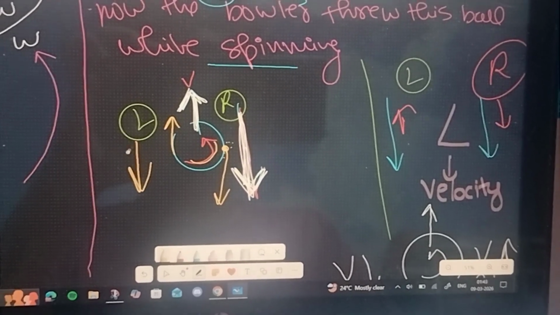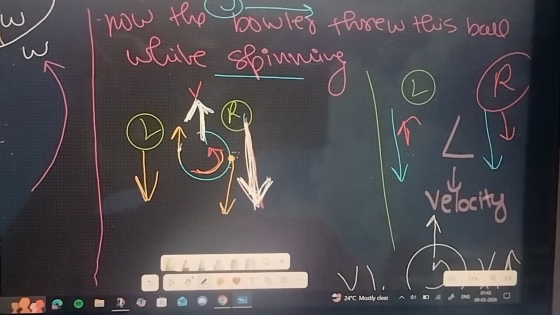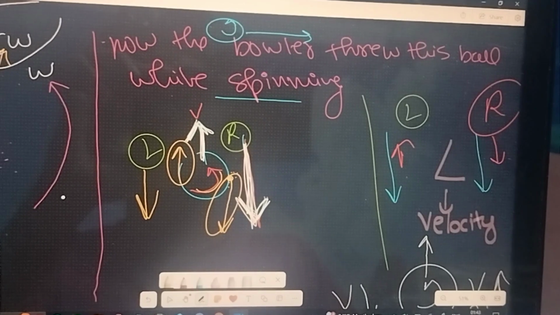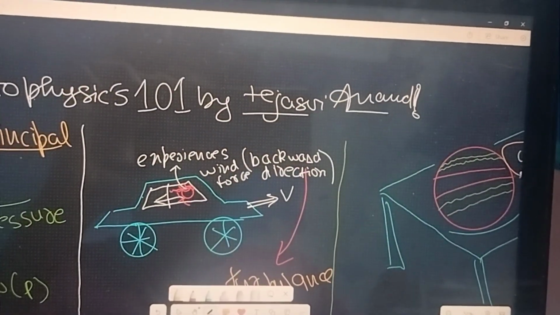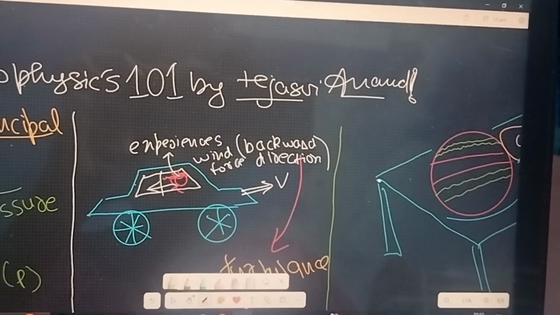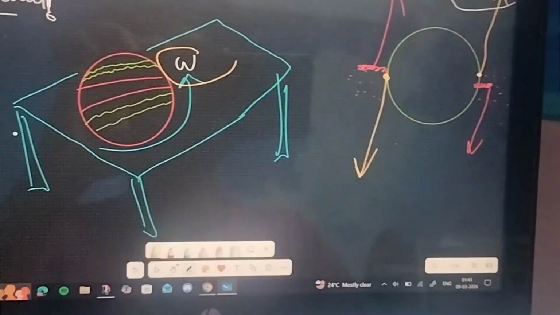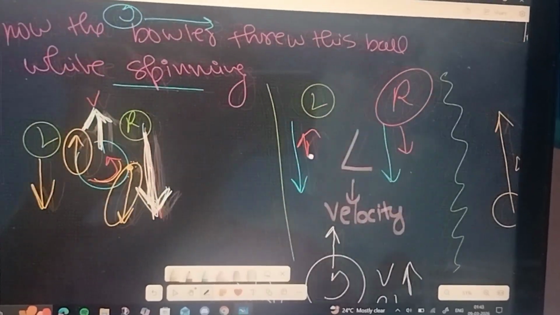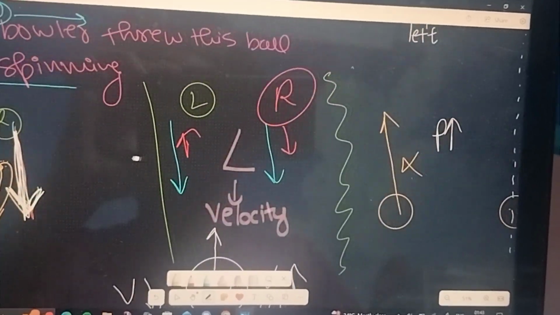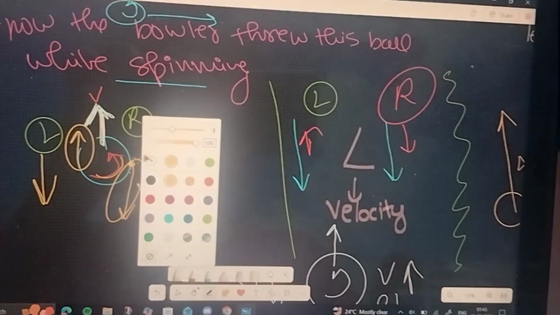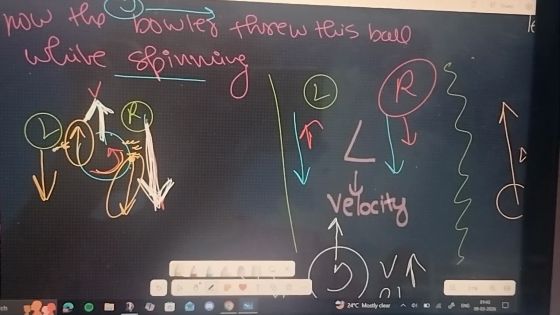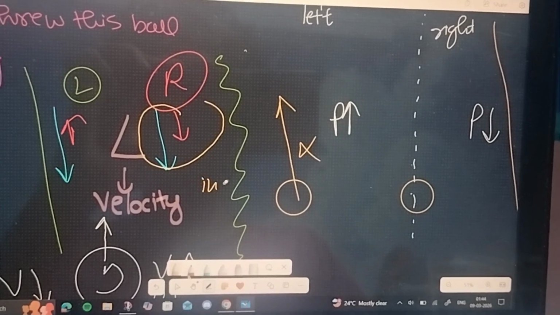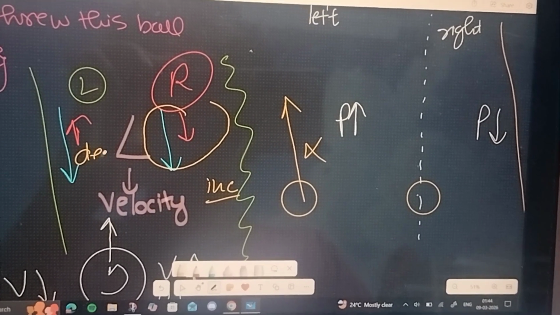So this was due to the motion of the ball, and this is due to the spin of the ball. These smaller arrows are due to the spin, and these bigger arrows are due to the forward motion of the ball. And this was actually explained by this concept only. If the car is moving forward and you peek out of the window, you'll experience some backward drag, right? Okay. Now, if we compare the velocity of air particles on the right side and on the left side, the right side adds up, it increases. The left side subtracts, it decreases.